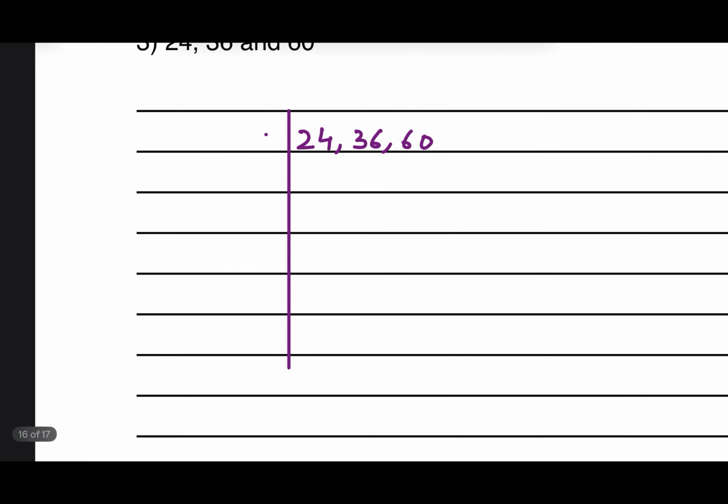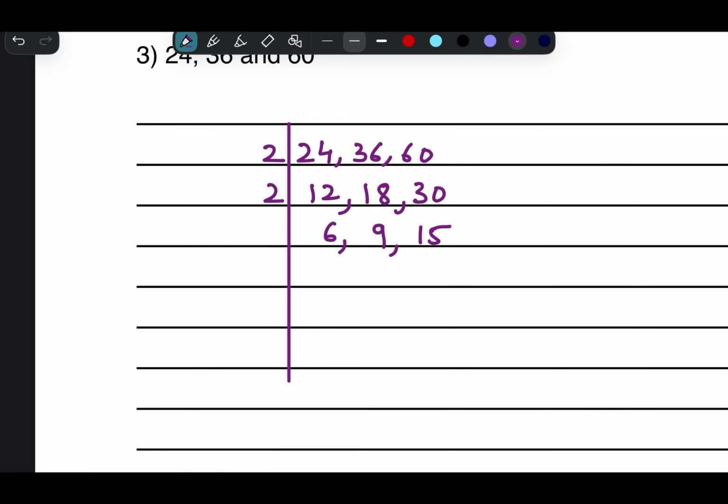Okay, we'll begin with 2. 2 12s is 24, 2 18s is 36, 2 30s is 60. Again 2 6 are 12, 2 9s are 18, 2 15s are 30. Continue with 2 because 6 is still divisible by 2. 2 3s are 6, doesn't go, so copy it down, copy it down. Next we move to 3. 3 1s are 3, 3 3s are 9, 3 5s are 15.